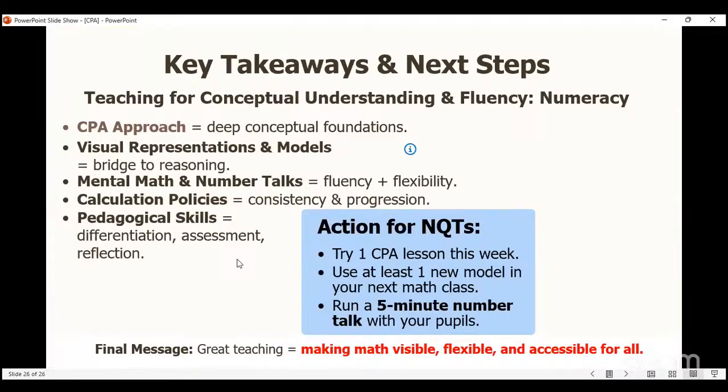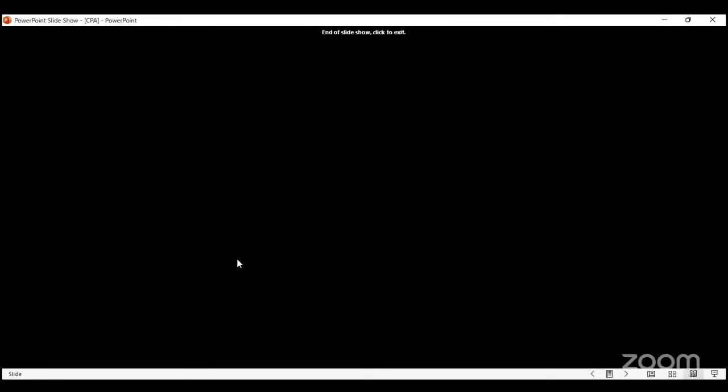All right, key takeaways: the CPA approach, visual representation and models, mental maths and number talks, calculation policy, and technical skills. Action for English executive: one CPA lesson this week. Use at least one new model in your next maths class. Run a 5 minute number talk with your class. Make maths visible, make it flexible, and make it accessible for fun.